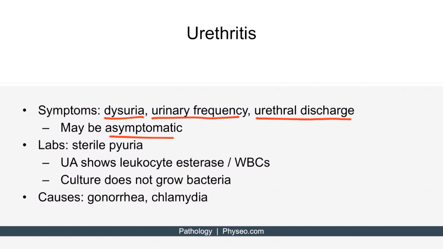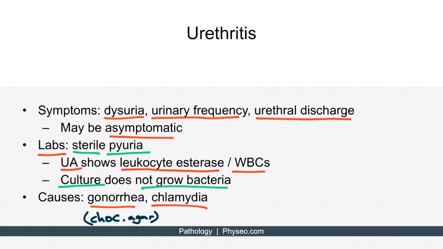Now, the characteristic lab finding is sterile pyuria. This means that you ordered a urinalysis, and it comes back positive for leukocyte esterase or white blood cells. So that's where you get the pyuria part of sterile pyuria. But why is it called sterile? Well, sterile means that the culture you ordered did not grow any bacteria. Thus, it's a sterile culture. And the reason the culture doesn't grow any bacteria is because it takes special testing mediums and techniques to see bacteria like gonorrhea and chlamydia, which are the leading causes of urethritis. You would need a specific lab to look for these bugs. For example, gonorrhea requires a chocolate agar to grow. For more information on how to test for gonorrhea and chlamydia, please review our microbiology videos.